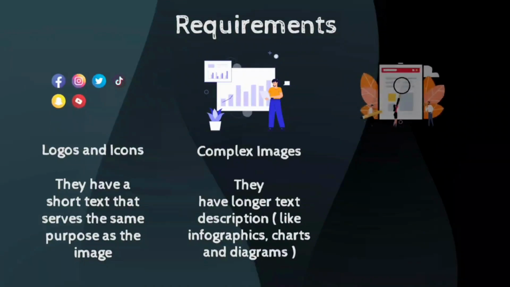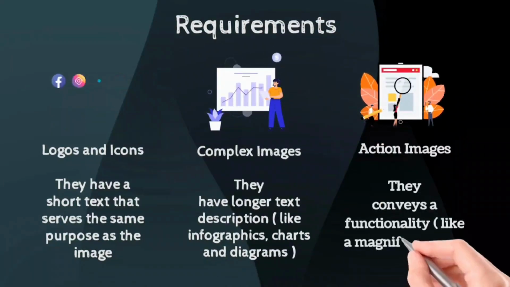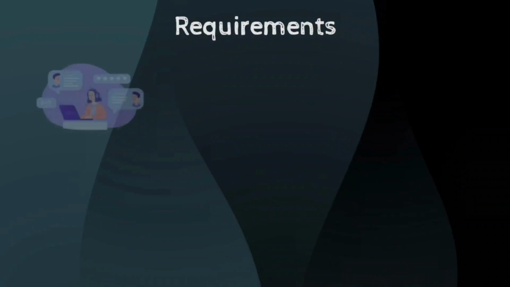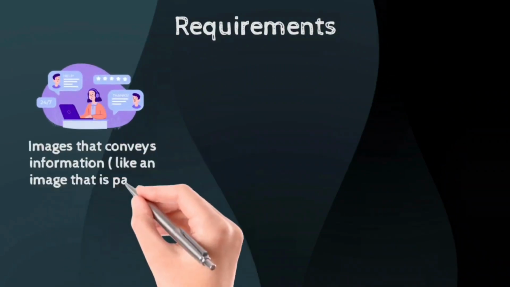When the purpose of the image is to convey a functionality, like a magnifying glass icon, the text alternative should describe the action that will be performed. When the image conveys information, like an image that is a part of a news article, the text alternative should convey the same information as the image.